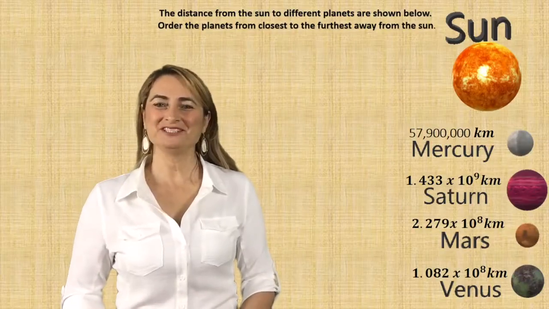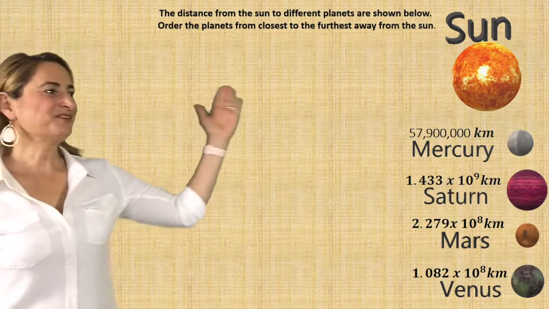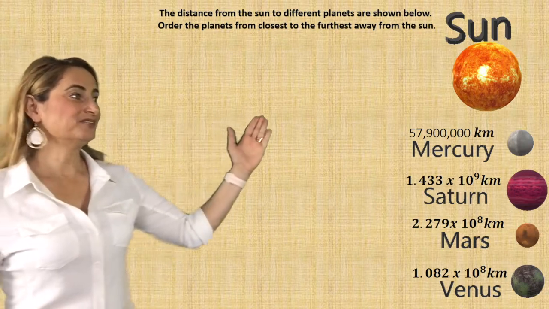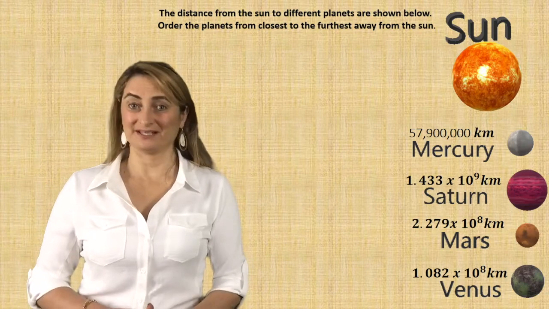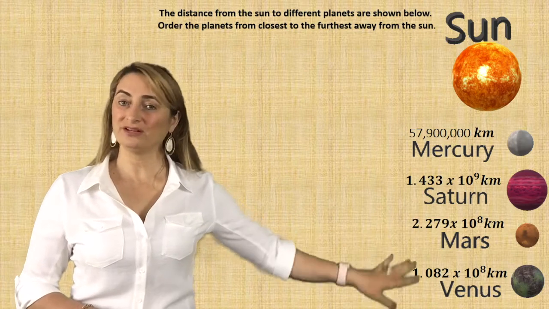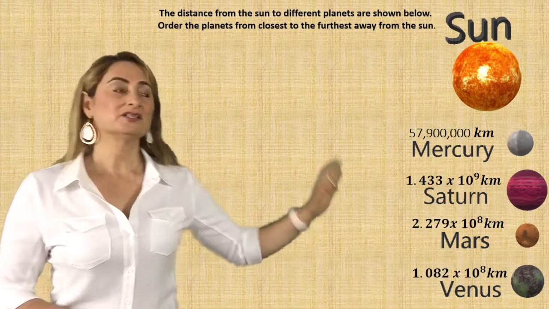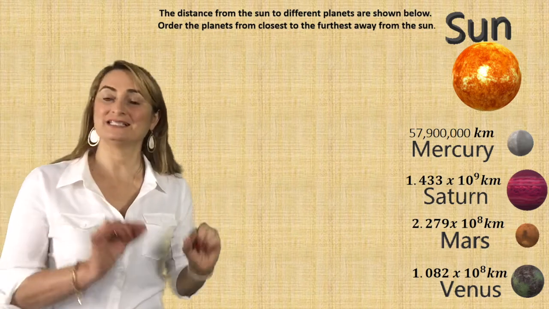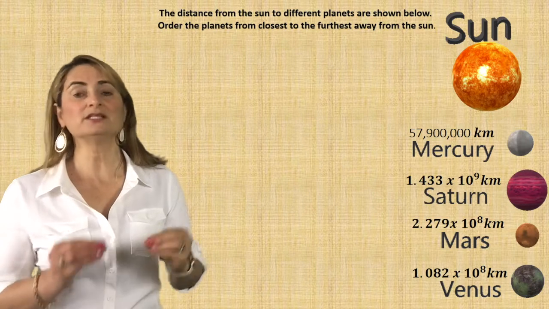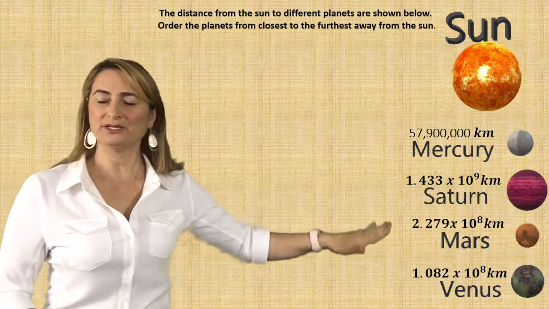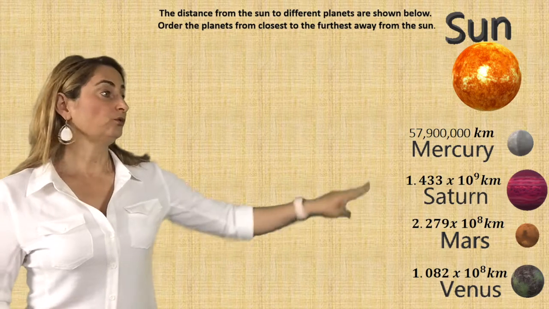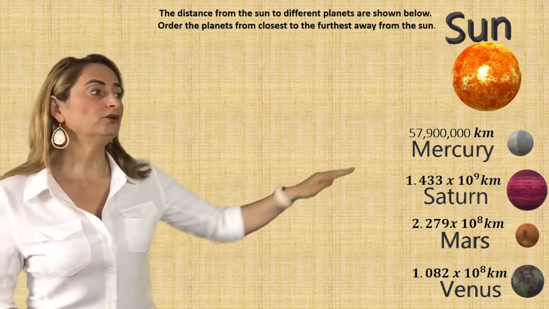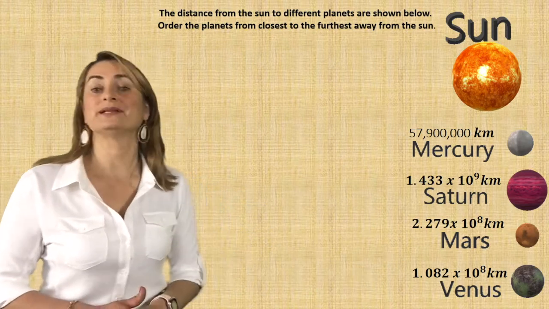Here's the last example for today's lesson. The distance from the sun to different planets are shown below. Order the planets from closest to the furthest away from the sun. Here's the planets with all the numbers and the distance from the sun. Since we are looking for the closest to the sun first, that means the least distance from the sun, which means the smallest number. So which number is the smallest number? We know Mercury is written in standard form. So change that to scientific notation in order to compare it with the other planets.